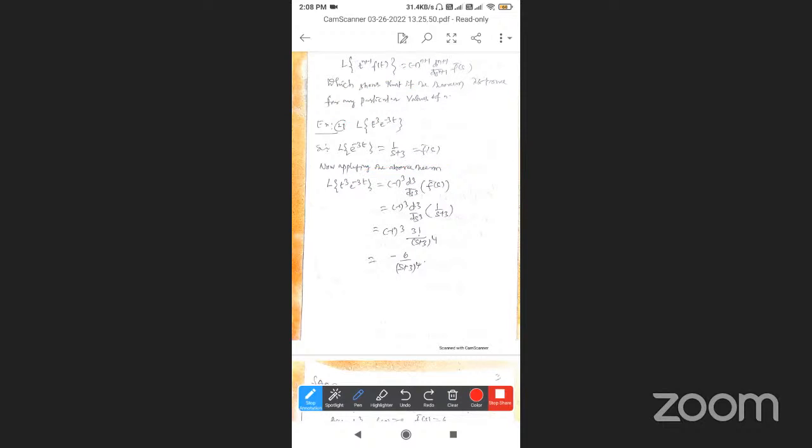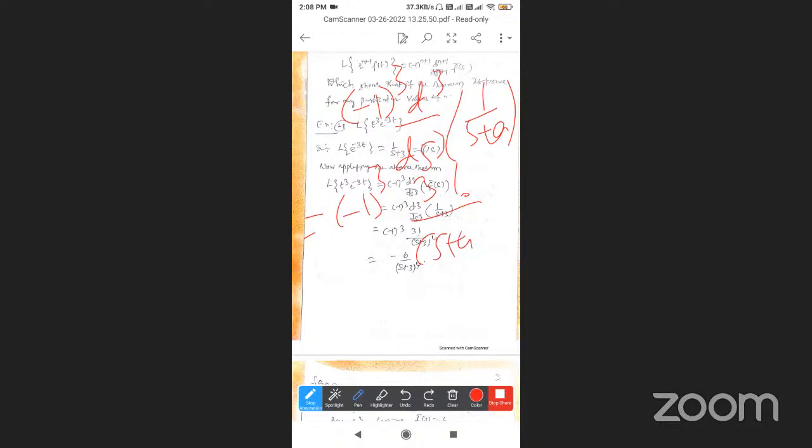So what is the formula for t cube into e power of minus 3t? It is minus 1 whole cube d cube by ds cube of f bar of s, that is, minus 1 whole cube d cube by ds cube of 1 by s plus a. This is the third derivative of 1 by s plus a, which gives minus 1 whole cube 3 factorial by s plus a whole power of 4.